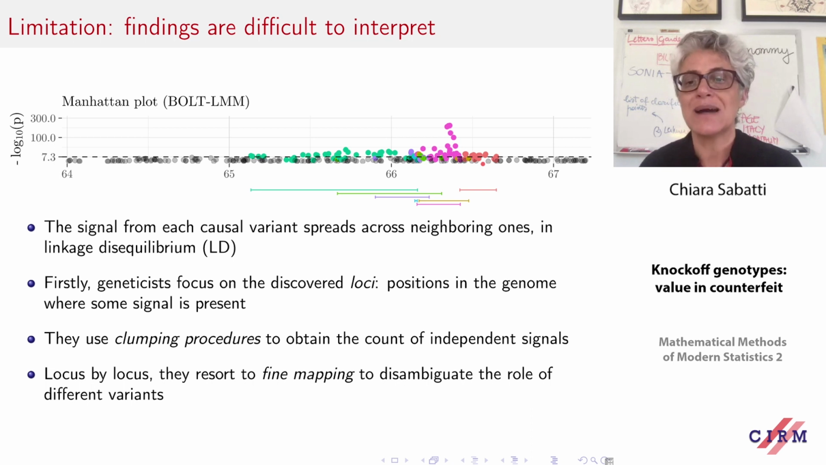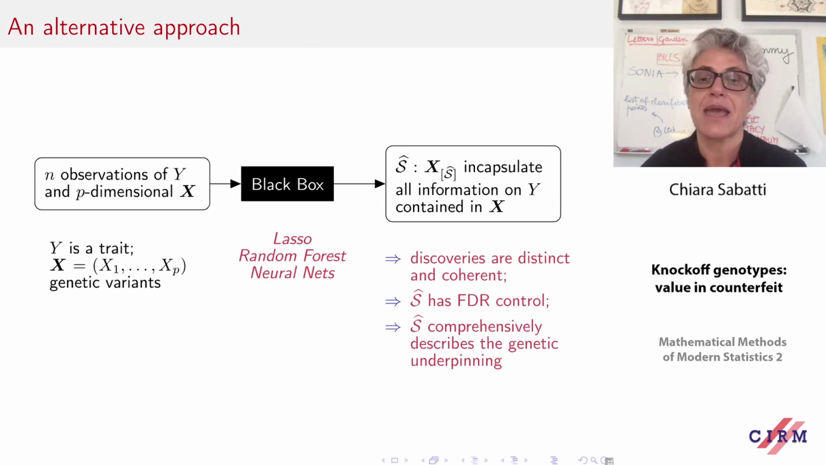Really, though, to understand what the independent signals are, after this sort of approximate counting procedure, geneticists, locus by locus, resort to what they call fine mapping, that is, multivariate models that are used to disambiguate the roles of different variants.